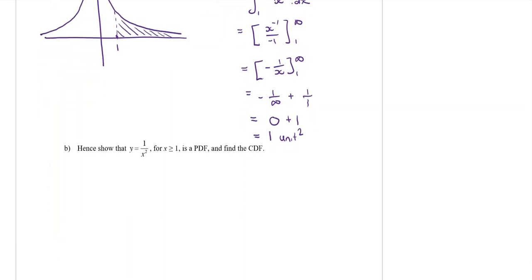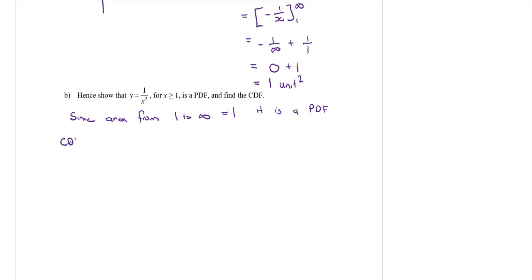Part B, hence show that y equals 1 over x squared for x is greater than or equal to 1 is a PDF, and find the CDF. So since the area was equal to 1, that is why it's a PDF. Also, the graph is above the x-axis, so that's an important criteria. So I'm just going to write down here, since the area from 1 to infinity is equal to 1, it is a PDF.